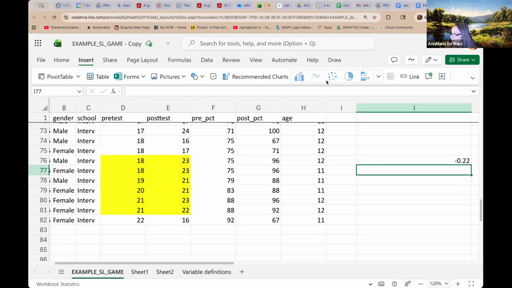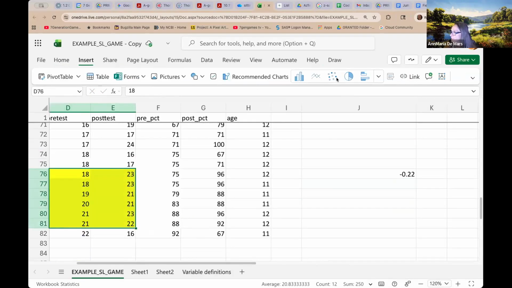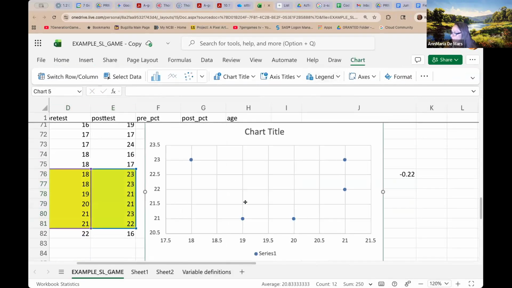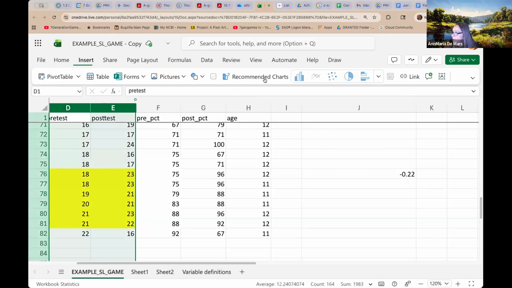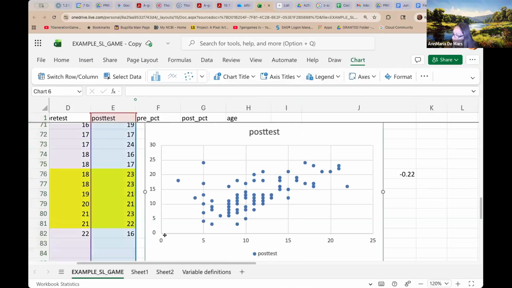Let's take a look at graphing those folks. We can insert a scatter plot. And it doesn't look like a linear relationship, really. If anything, it might be a curvilinear relationship. But if we go back and we graph our whole sample, we do get a pretty clear linear relationship.